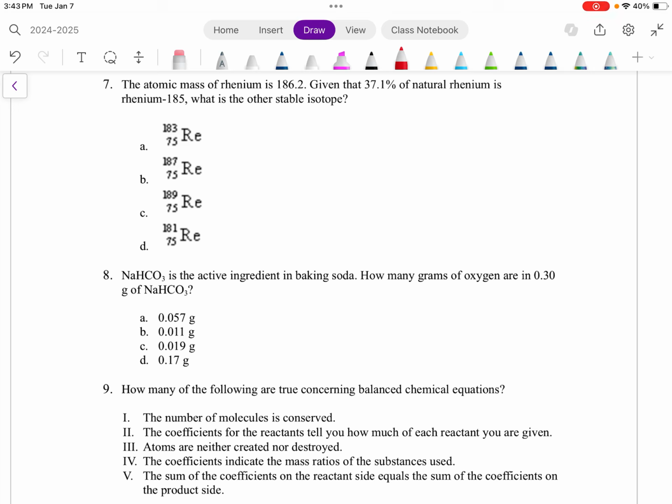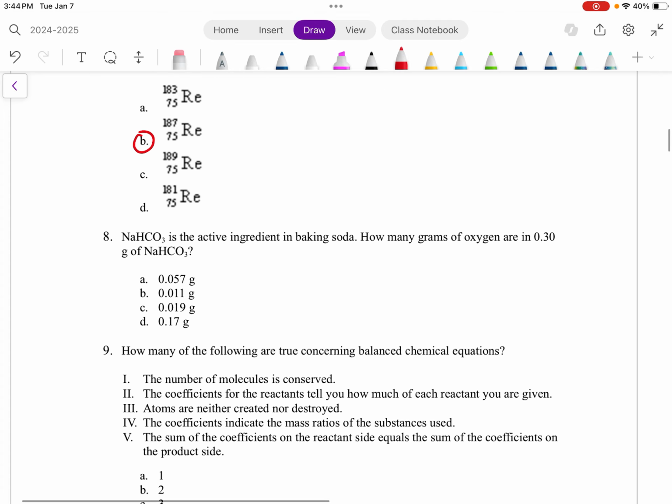And so I think the best answer here is B, because if it's 37% of 185, that means it's going to be like 65% roughly of 187 of the other one. And so if it's 187 and it's 65% that, it's going to give us a little bit higher than 186, which is what it is. So that's the best answer there.